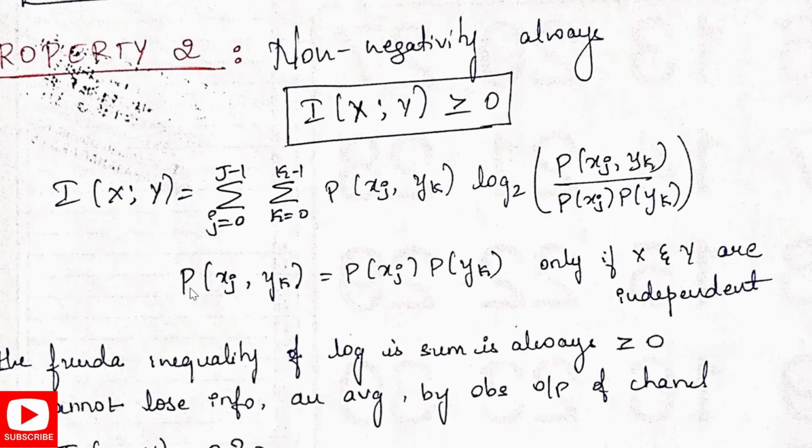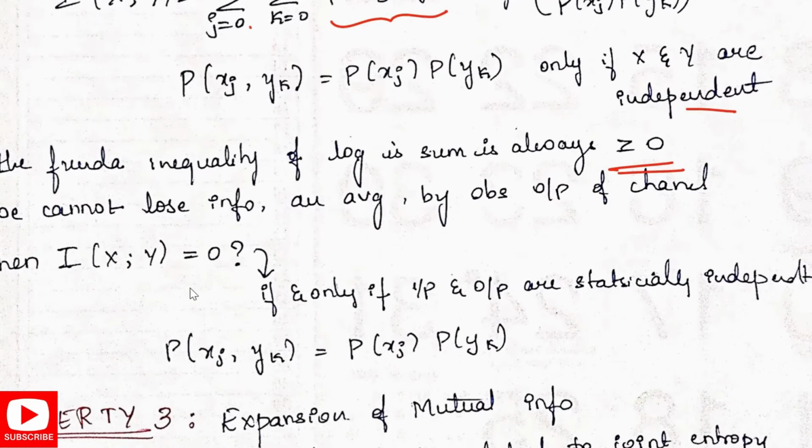The next property is non-negativity. That is, I of x comma y is always non-negative. I'm sorry. Then I of x comma y is the summation over j equal to 0 to j minus 1, k equal to 0 to k minus 1, and this formula. For this, we know this can be written as p of xj into p of yk if x and y are independent. So by the fundamental inequality of the log, the sum is always greater than or equal to 0. So we cannot lose information on average by observing the output of the channel.